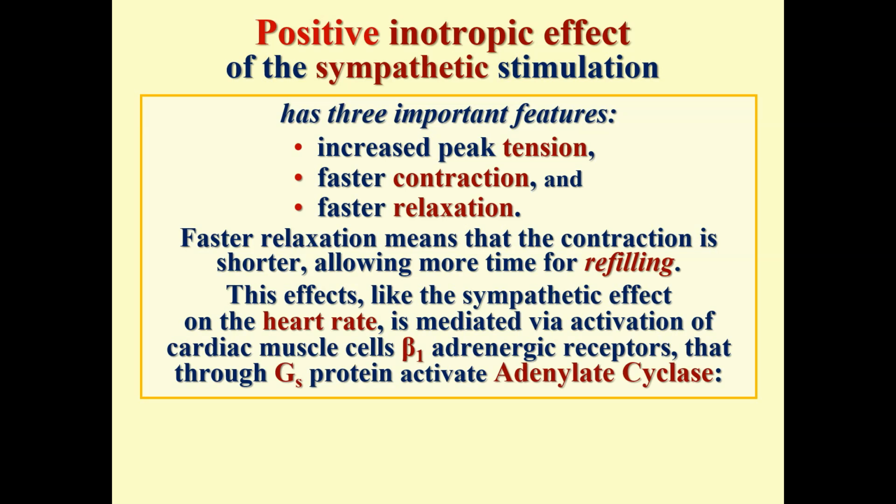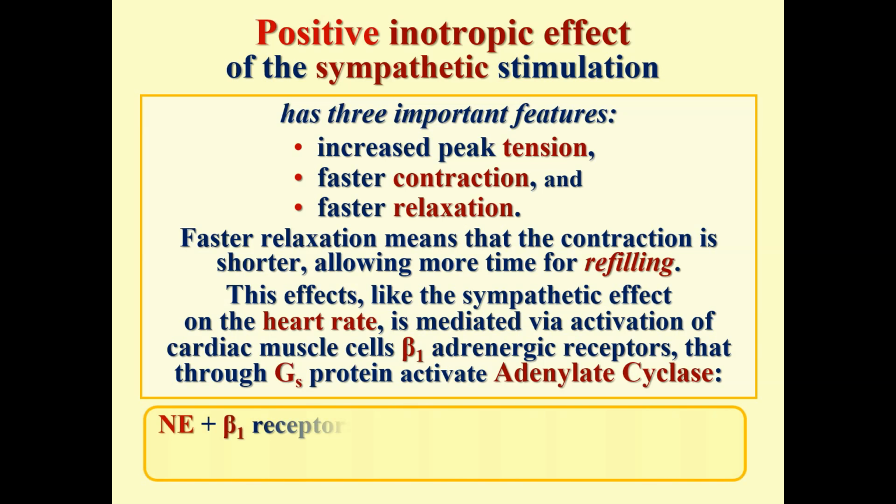Here I will not repeat the same scheme, just what is changed in this scheme, that the cell is not a conductive system cell, but a cell of the typical cardiomyocyte. Therefore, I just make the line. Look, norepinephrine binds the beta-1 adrenergic receptor, then it activates GS protein, which means that the alpha subunit becomes dissociated from the others and moves to adenylate cyclase, binds and activates it.